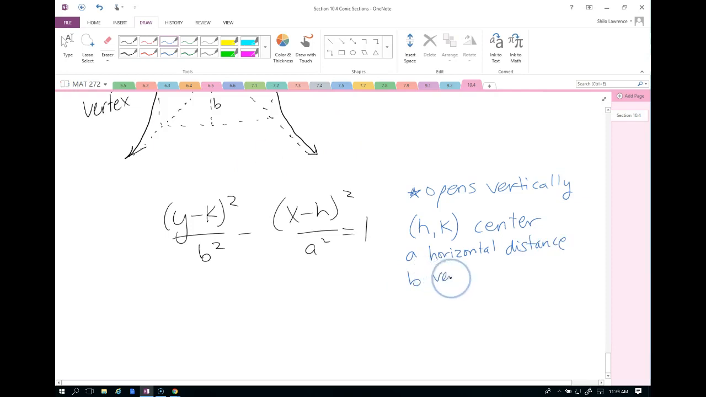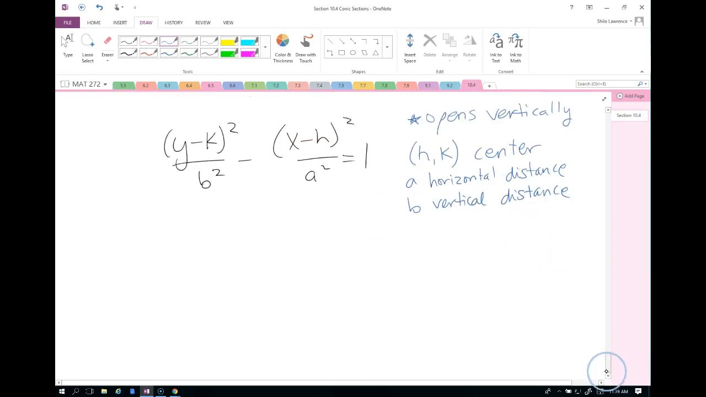B is your vertical distance. And we use this information to draw a box, and then we draw the diagonals of the box. The only thing different is where we are going to draw our actual final pieces of our hyperbola.